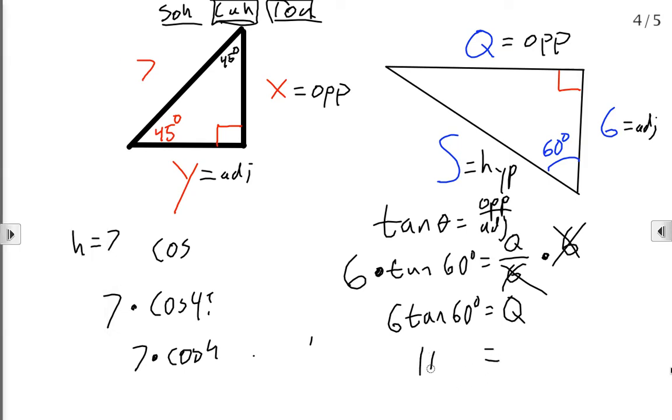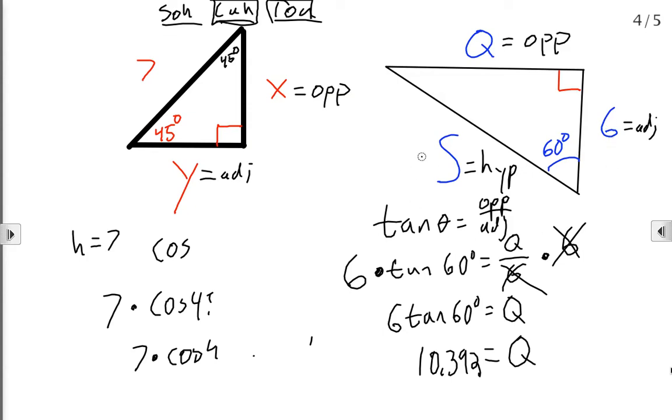Equals 10.392. And that's our Q value. We could have used a shortcut here, which says that whatever this side is, this side has the property of being double. So, no wait, that's not right. Sorry, whatever this side is, this side has the property of being double.